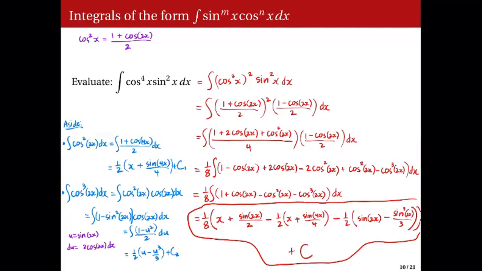So again, that's the method. If you have even power for cosine and for sine. Okay? Questions?